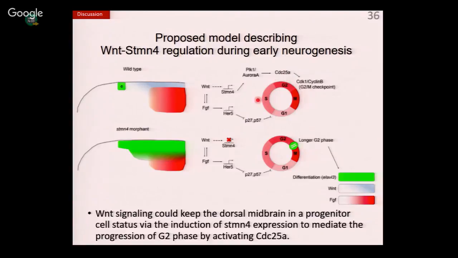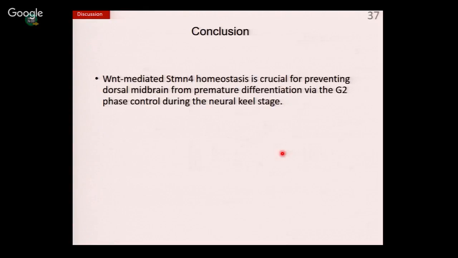In contrast, deficiency or excess of STEM4 would have a lower CDC25 activity, both leading to the retention of G2 phase that may allow accumulation of proneuron gene transcripts to direct premature neuron differentiation. At last, the conclusion of this study is that Wnt-mediated STEM4 homeostasis is crucial for preventing dorsal midbrain from premature differentiation via the G2 phase control during the neural kill stage.